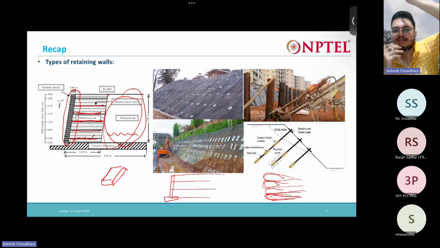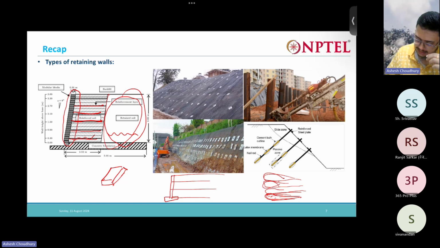What they do, they nail the soil. So soil nails are literally nails, like thick, big rods that are drilled into the soil, and then locked like this at the surface. These soil nails also help to resist the failure of the retaining walls or the slopes.